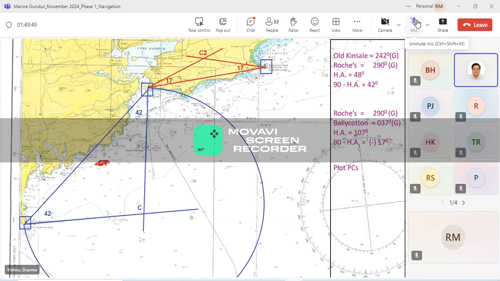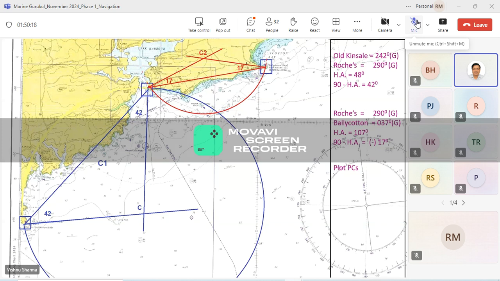With C2 as the center and radius to Roche's point or Belly Cotton. Again, the center may be on the other side, but the vessel can be only on this side of the baseline. So you will draw the arc only on the side of the ship. You will draw this part of the arc. Is that clear to everybody? Yes, sir. The ship cannot be on the other side, so it has to be drawn only on the side of the ship.